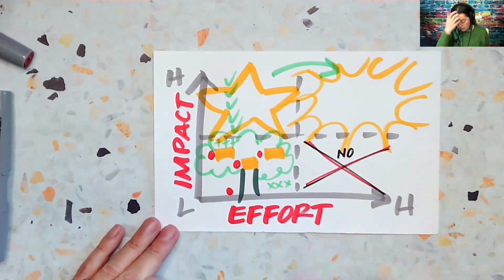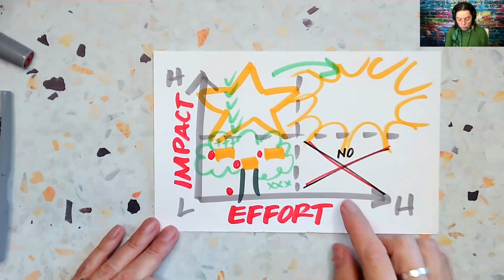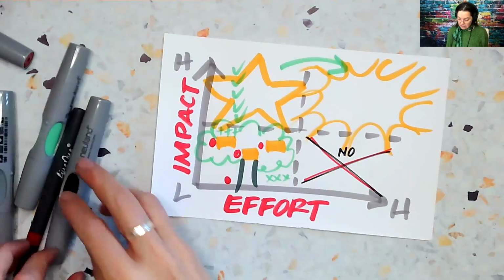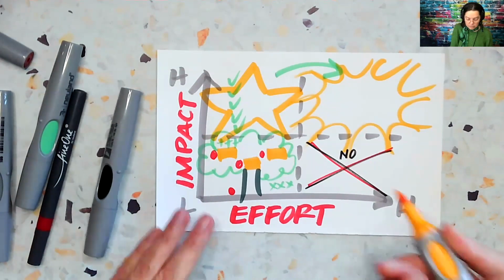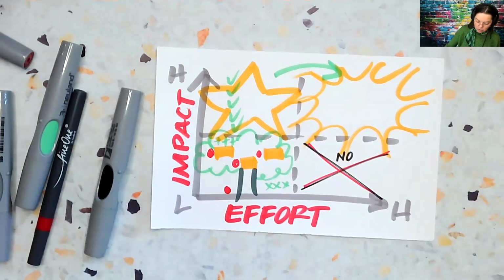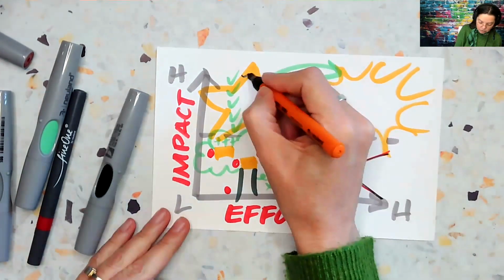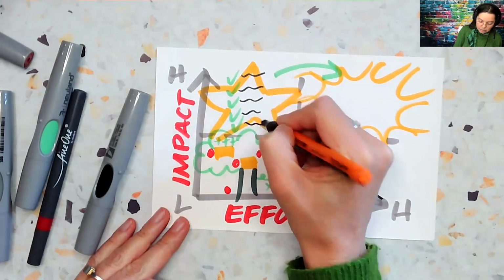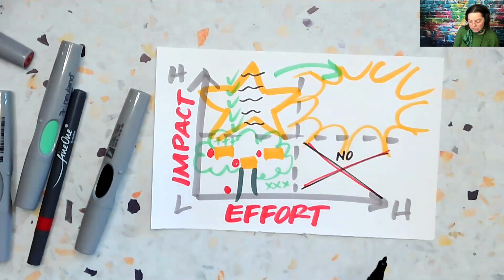But the idea is that we can easily ask the client to help us, or they help themselves, come up with, no kidding, how do we prioritize these things? And being able to put them in these quadrants can really help.